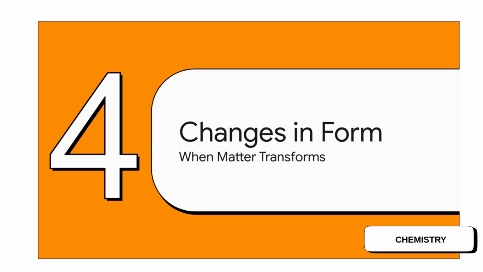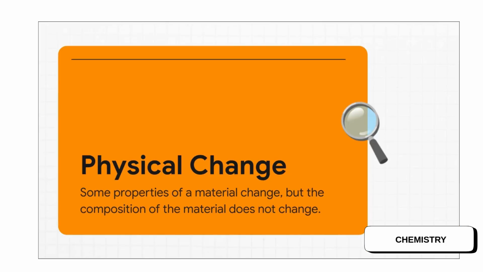Okay, so we've talked about what matter is, but what happens when it changes? This brings us to our last section, changes in form. Well, that's what we call a physical change. It's when some of a material's properties change, like going from a solid to a liquid, but the actual composition, the stuff it's made of, stays exactly the same.